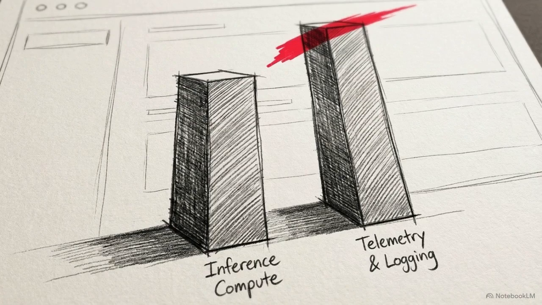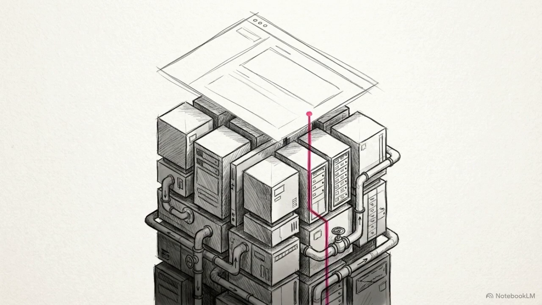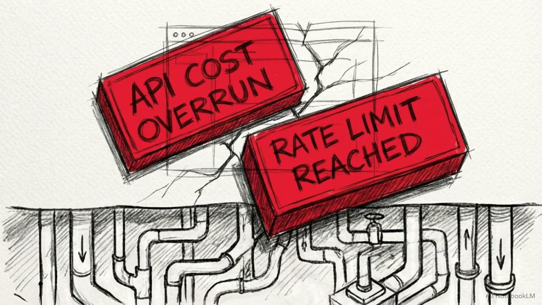This is why investors scrutinize thin wrappers, products that rely entirely on external APIs. Dependency on external models leads to high operational overhead, leaving the company with thin profit margins.